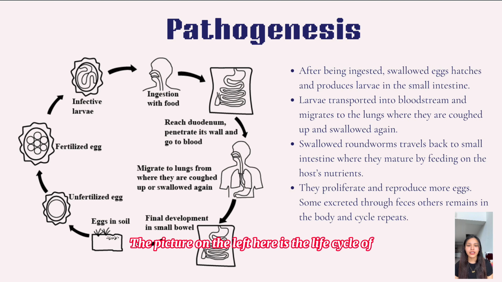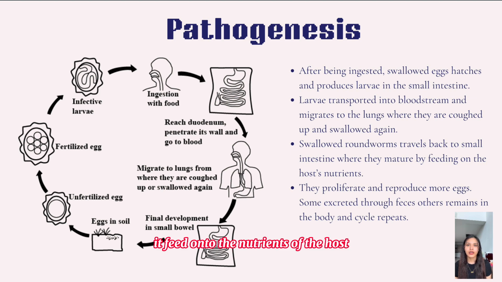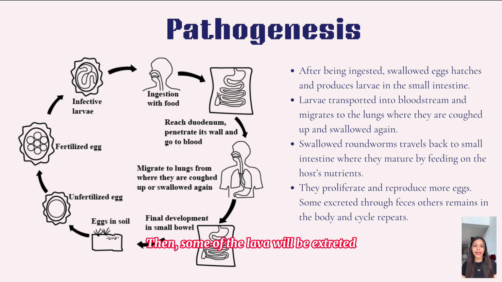The picture on the left here is the life cycle of Ascaris lumbricoides. It starts off with ingestion. After ingesting, the eggs will move down into your small intestine, where they will also migrate into the bloodstream as well as the lungs. In the lungs, they will be coughed out and swallowed back down into the small intestine, and this is where they can grow. When it grows and becomes a larva, it feeds on the nutrients of the host. Then some of the larvae will be excreted through feces and others remain in the body, and the whole cycle repeats again.